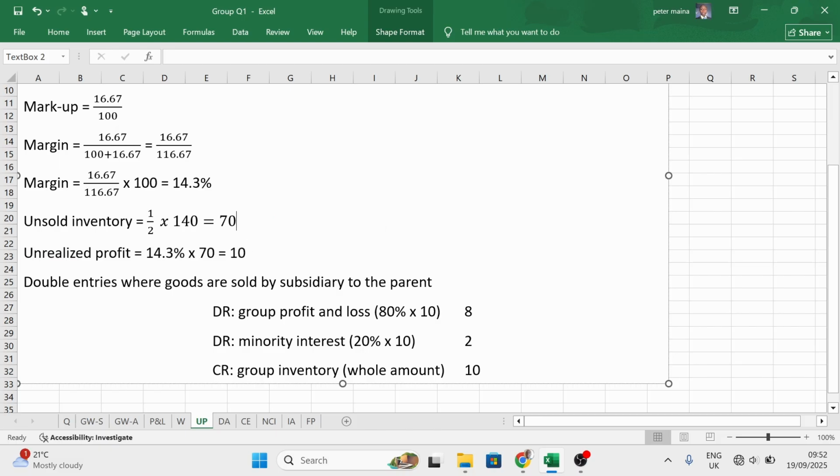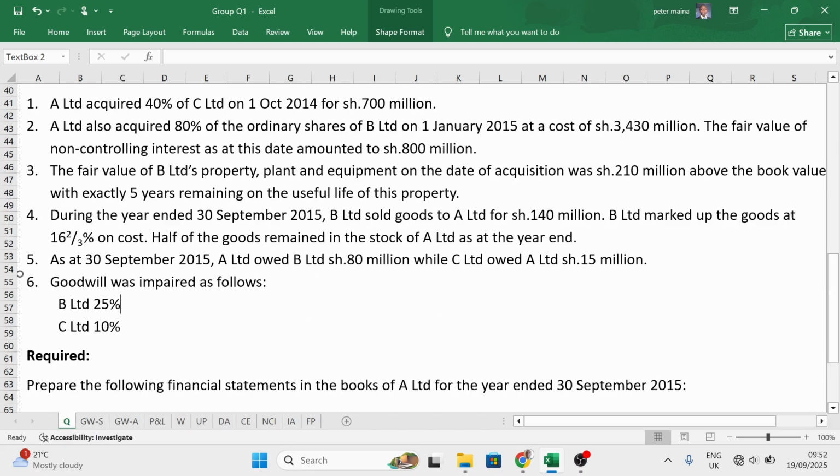So once we have the unrealized profit, we want to know how to make the adjustments. And for us to know that, we have to find out which company was selling to which company. So back to the question, you are told that during the year ended 30th September 2015, B Limited sold goods to A Limited. B Limited is the subsidiary, A Limited is the parent. Because the subsidiary is the one that sold goods to the parent, the minorities will have a share of the unrealized profit. So we are going to apportion that one.